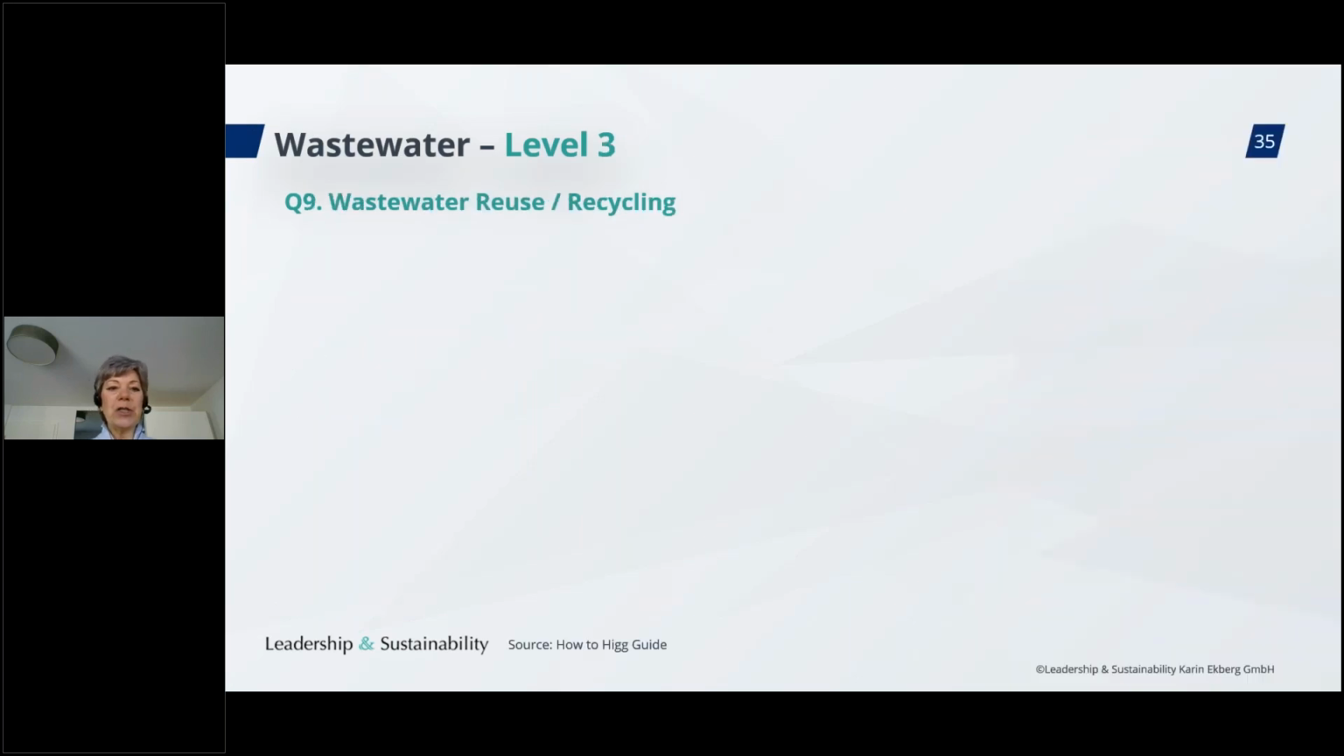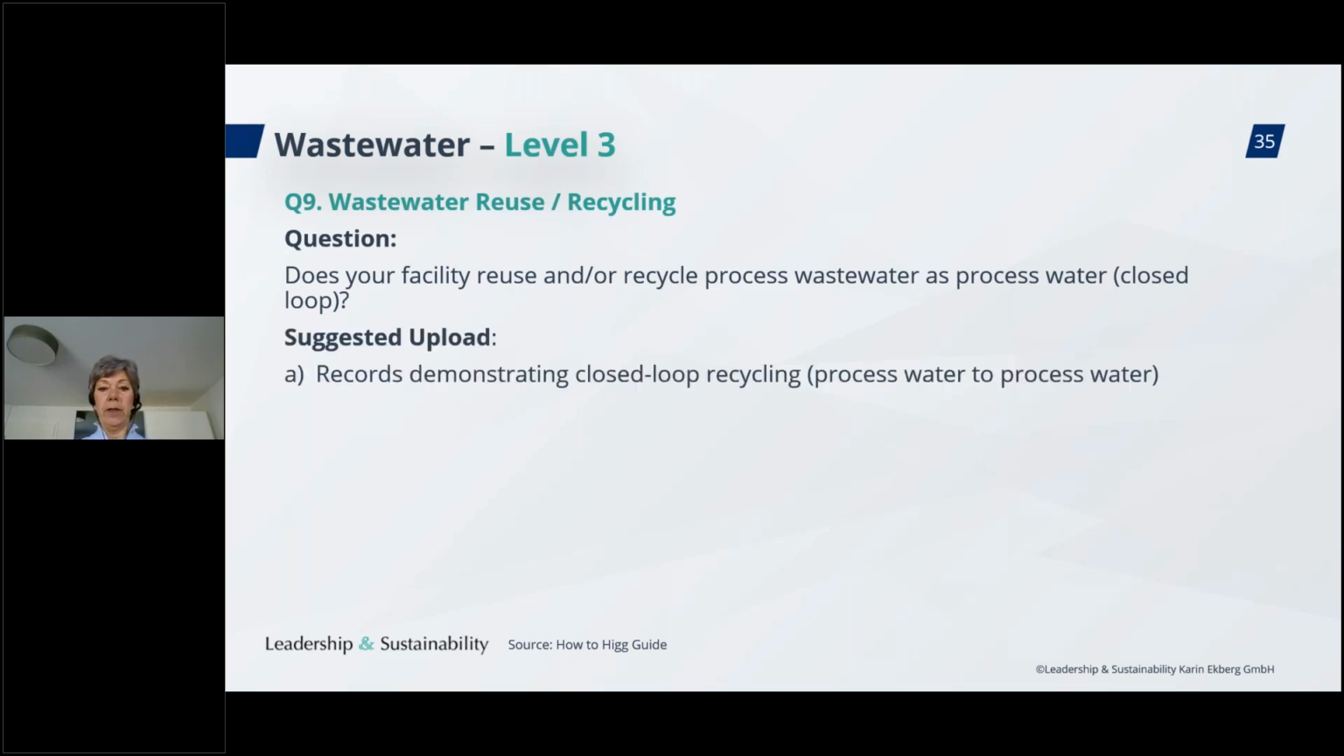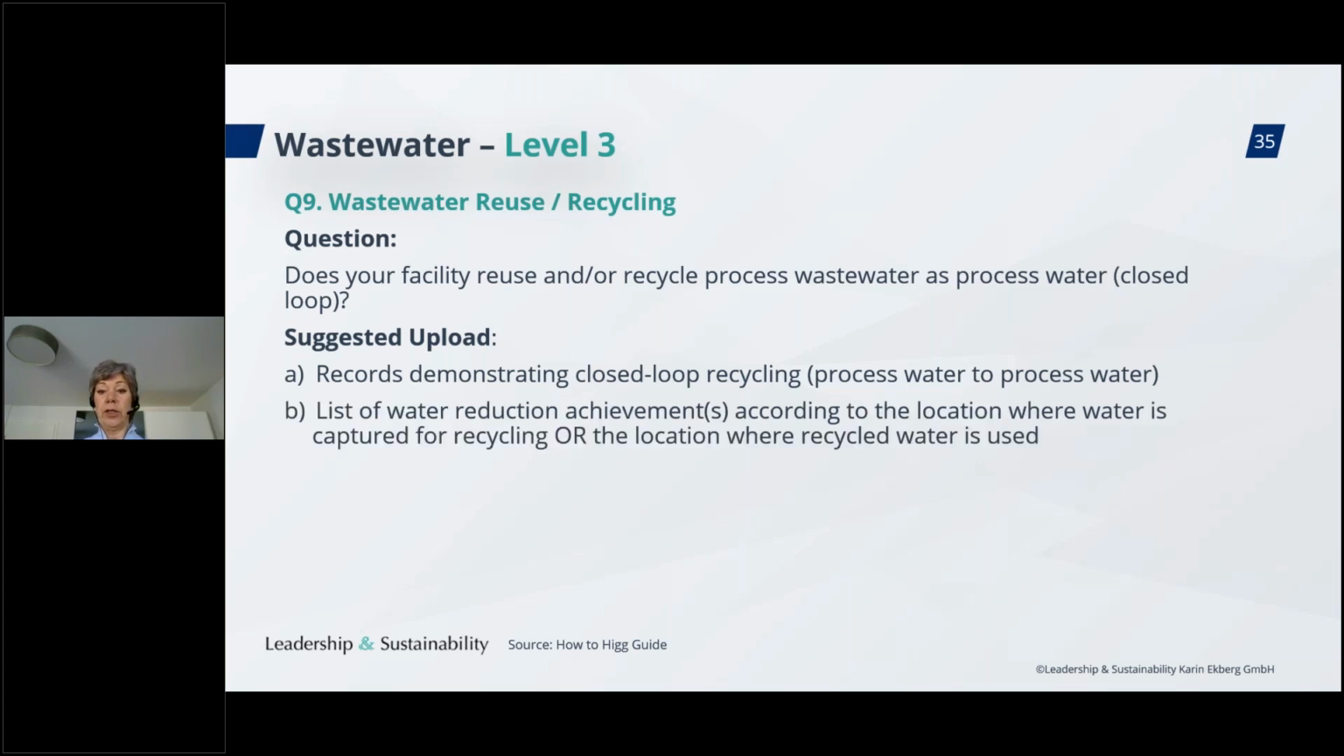And then the last question, and this is now level 3, the wastewater reuse and recycling question. Does your facility reuse and/or recycle process wastewater as process water in a closed loop? The suggested upload is records demonstrating your closed loop recycling, and a list of water reduction achievements according to the location where water is captured for recycling or the location where recycling water is used. And then there is a note here on scoring, because you actually need to have a certain amount of your water recycled in order to get full points.